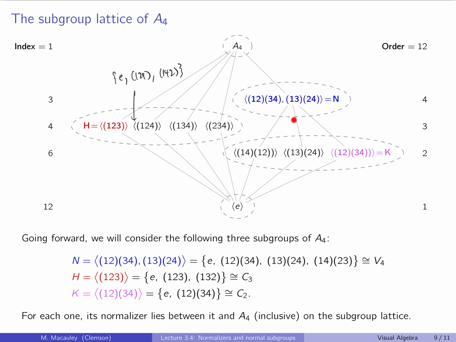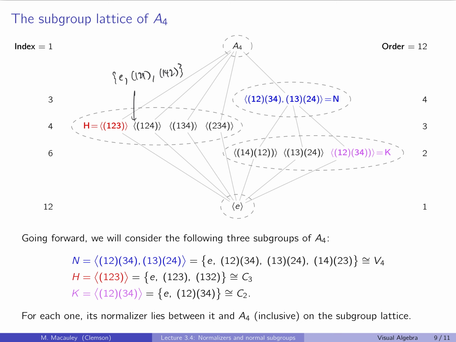So N is a conjugacy class of size 1. It is normal, so its normalizer has to be the entire group. Remember, that's an if and only if thing. A subgroup is normal if its normalizer is everything, if all of the cosets are blue. Now let's look at H. What's the normalizer of H? Well, it has to contain H, but there's only 2 subgroups that do. So it's either H itself or it's A4. And it's only A4 if it's normal, and we know this is not normal.